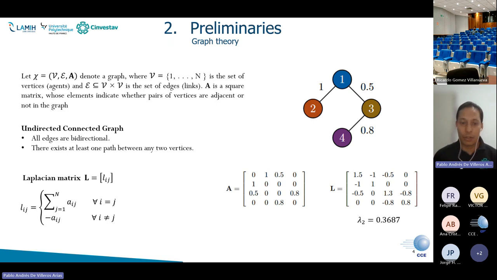Another way of expressing the connection between agents is the Laplacian matrix. Some of you have talked about that. It's defined as you may see on the left. On the right-hand side of your screen, you may see a very simple example where we have four agents. That graph is undirected and connected, and we have the adjacency matrix and the Laplacian matrix. When we have undirected connected graphs, this Laplacian matrix is symmetric. The first eigenvalue, as someone mentioned before, is zero. And the second smallest eigenvalue, which in some texts is called the Fiedler eigenvalue, is directly related to the connectivity of the network.